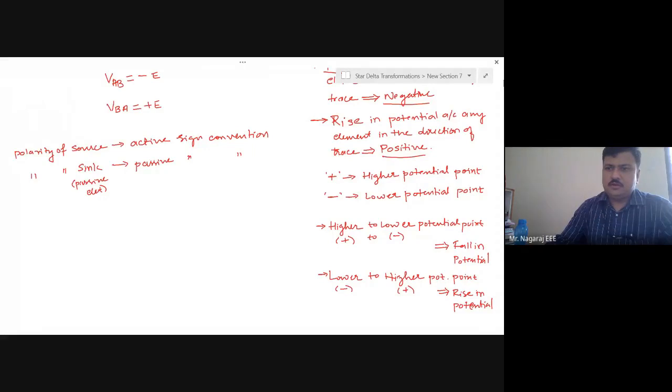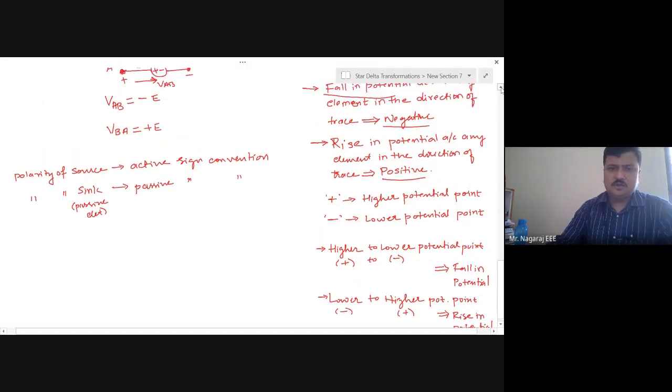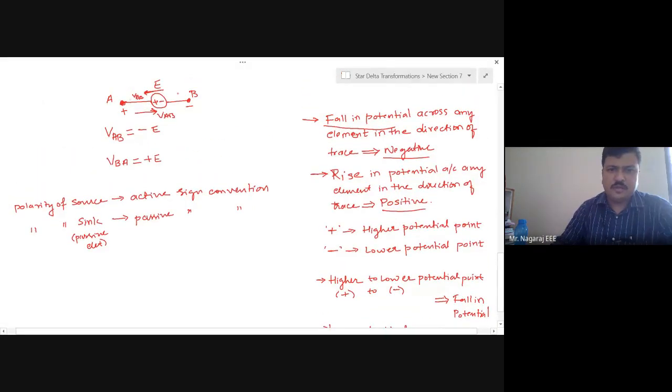Now, is it clear? If I trace the source from A to B with A at higher potential and B at lower potential, VAB is minus E because it is a fall in potential. If I trace the same circuit from B to A, it is a rise in potential because B is at lower potential and A is at higher potential. So I have to take plus E.